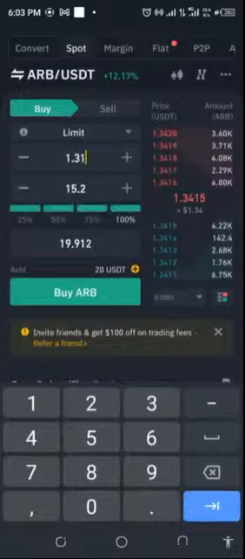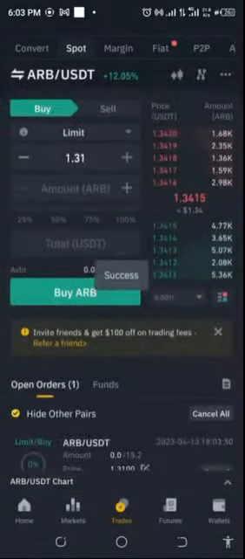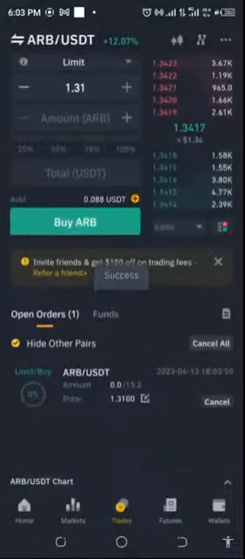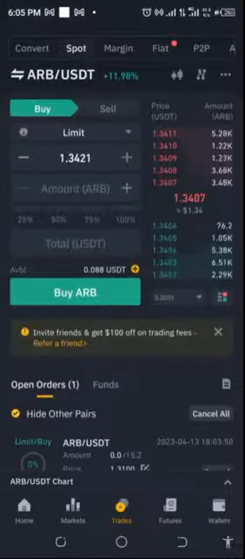All right, let's do this. So I'm going to pick up the 100%. It's giving me 19.91. It's giving me 15.2. I go ahead and buy. Okay, so currently we're in the queue. Let's see how long this takes, and I'll be back to give you the results. See you shortly.